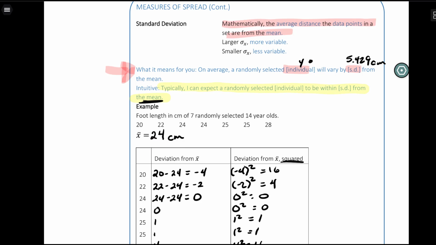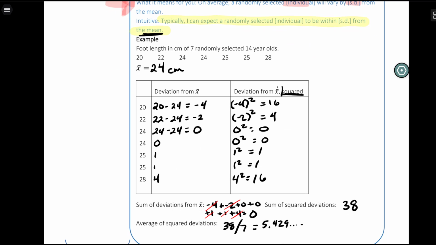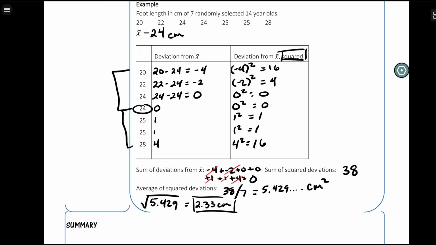Well, we did some very specific operation here that was very much extra, right? What did we do? We squared things. So what do we need to do? We need to unsquare them. Take the square root of 5.429. That's going to get our centimeters squared back to just centimeters. And when we take the square root of that, we're going to end up with 2.33 centimeters. And that is our standard deviation. And that starts to make sense. On average, we have individuals that will vary by 2.33 centimeters from that average. That tends to make a little bit more sense based on what we're looking at.